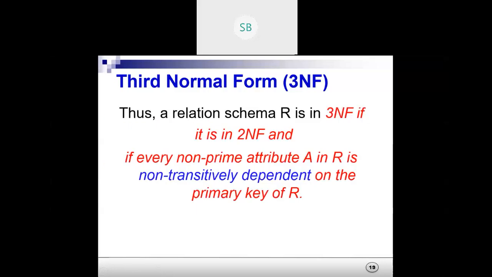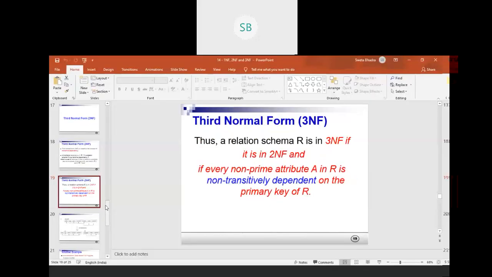A relation schema is in 3NF if it is in 2NF. So there are two conditions: the table must be in 2NF, and every non-prime attribute A in R is non-transitively dependent on the primary key of R. Now let me take one slide and then I'll explain this.